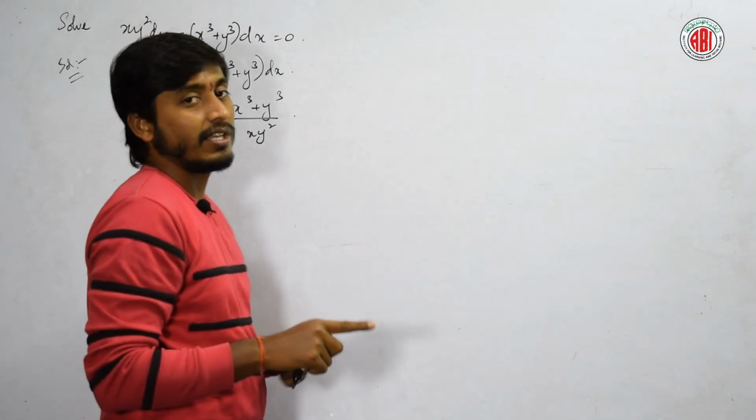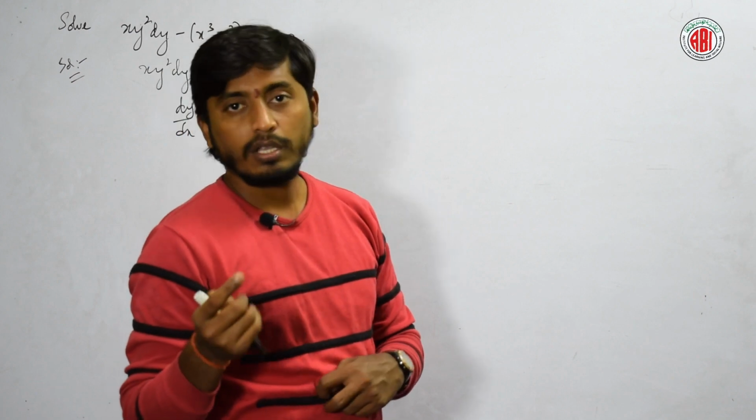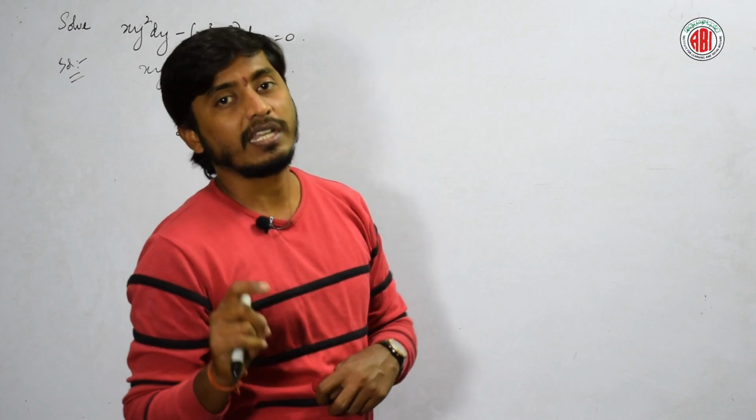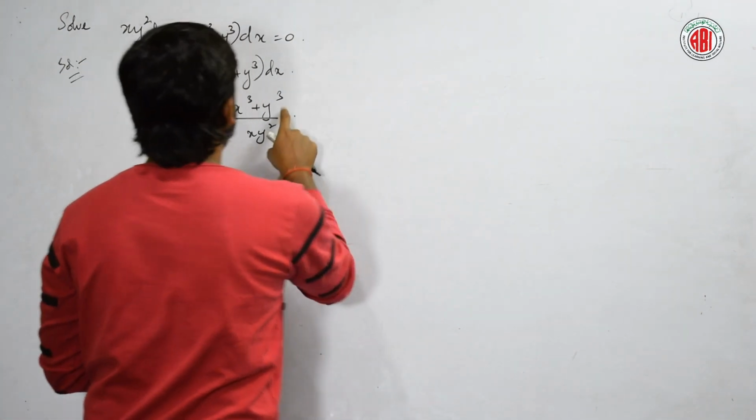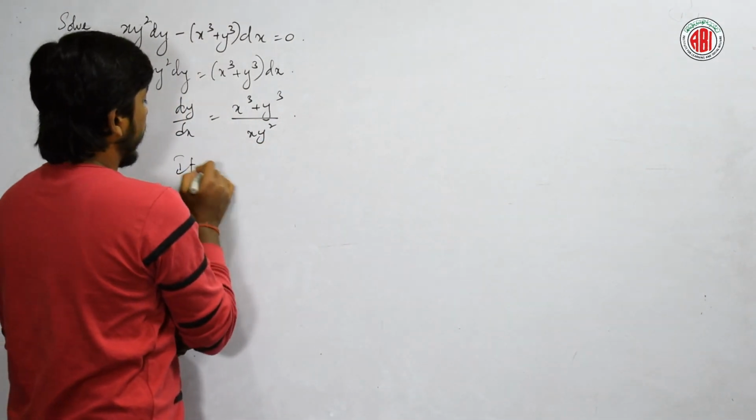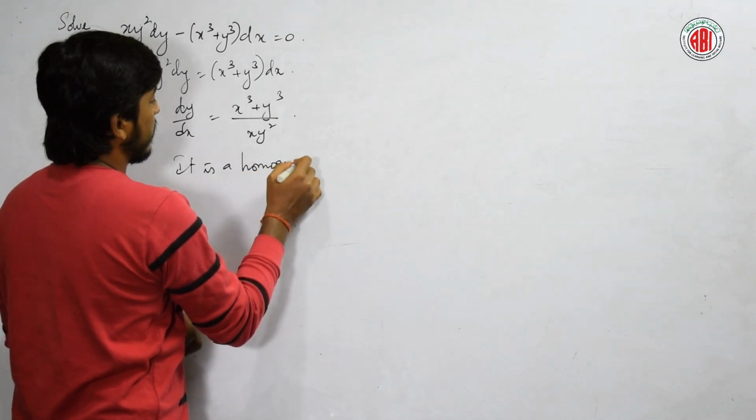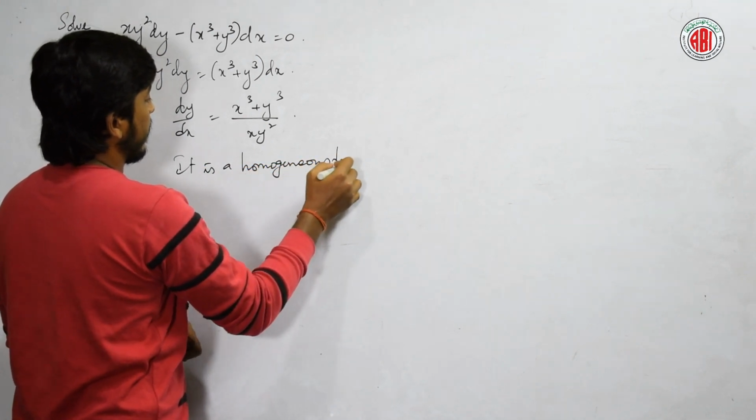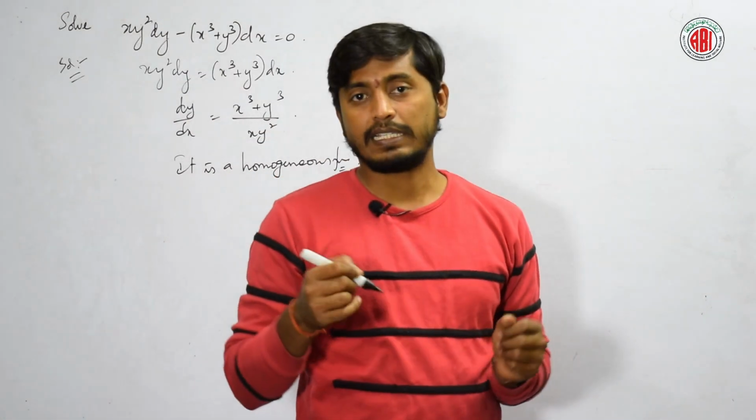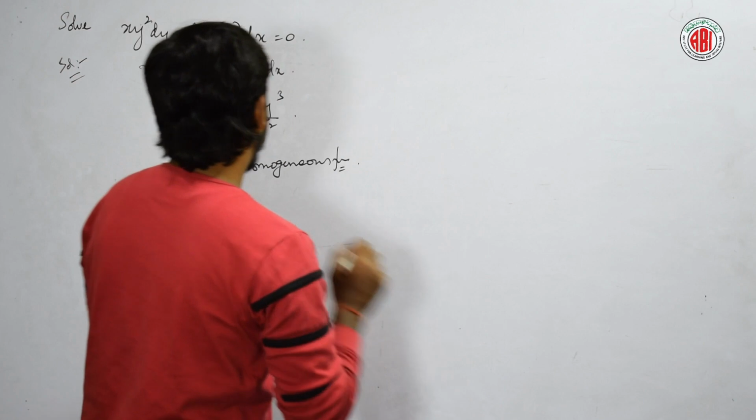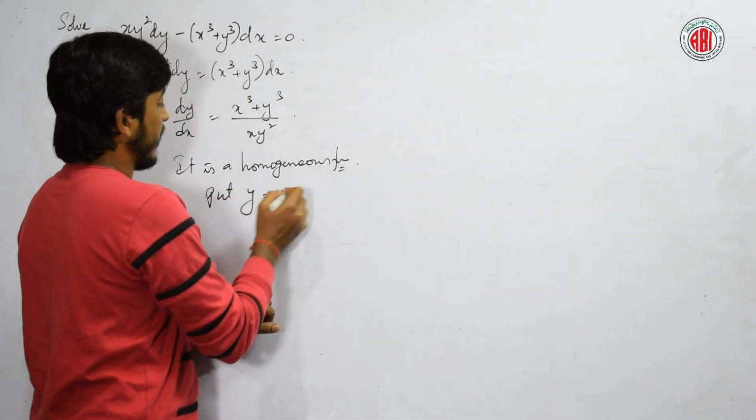What if I have a constant here? Its degree, its power, is 0. So we can't get a proper homogeneous fraction. Yes, so it is a homogeneous function. So how do we solve a homogeneous differential equation? We just put y equal to vx. Put y equal to vx.